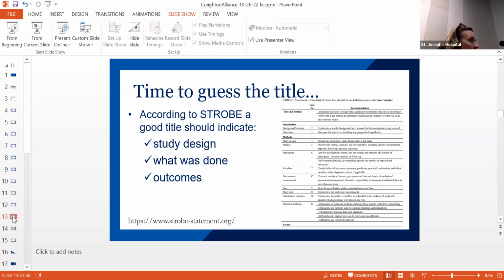So given the tables and the figure that we just saw, what can we come up with?